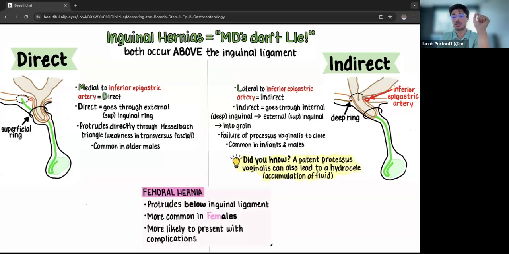Now, I wanted to just do one other integration here, and that's our femoral hernias. These are more common in females, so that's really easy to remember. But these ones both happen below the inguinal ligament, and these ones have higher risk of complications. Okay, so these ones are most likely to become strangulated, etc. And so they typically have a more urgent need to surgically intervene. Okay.